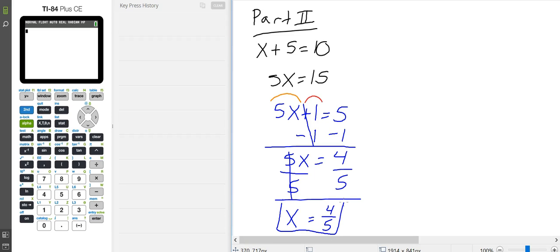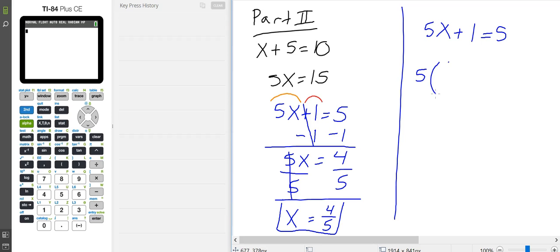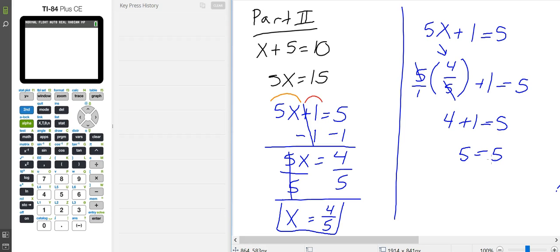Let's see if we got it right. The original question was 5x plus 1 is equal to 5. Let's plug in: 5 times 4 over 5 plus 1 is equal to 5. We just plugged in 4 over 5 for x. Now you might remember from multiplying fractions, we have a 5 over 1. This numerator and this denominator cancel out, and we're left with 4 plus 1 is equal to 5. And 5 is equal to 5. Since 5 is equal to 5, we got the question right.